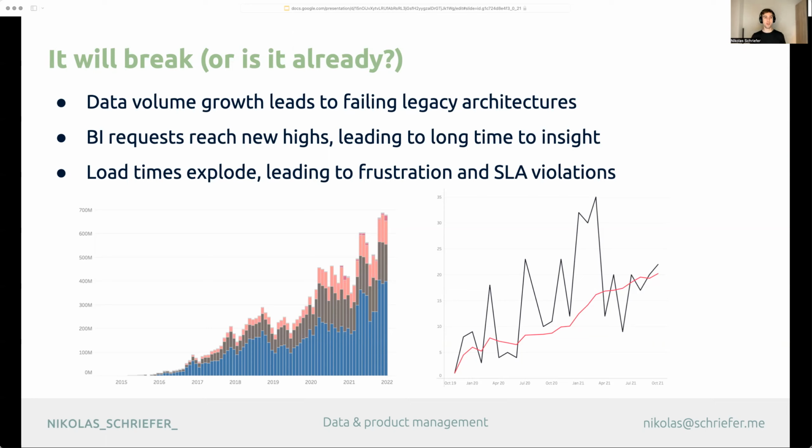Then requests to our analysts, or business intelligence specialists, reached new highs, and they essentially became a bottleneck to making decisions, which stalled some decisions, delayed others, which is obviously not great for the business. And then thirdly, the load times for just acquiring, collecting some of the data really exploded, for example in our BI tools, which led to frustrated users and potentially even service level agreement violations.